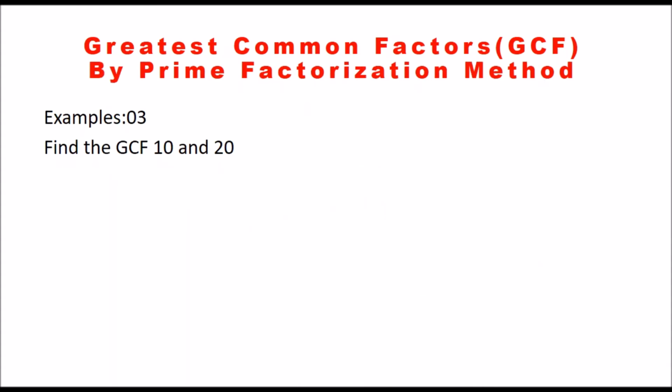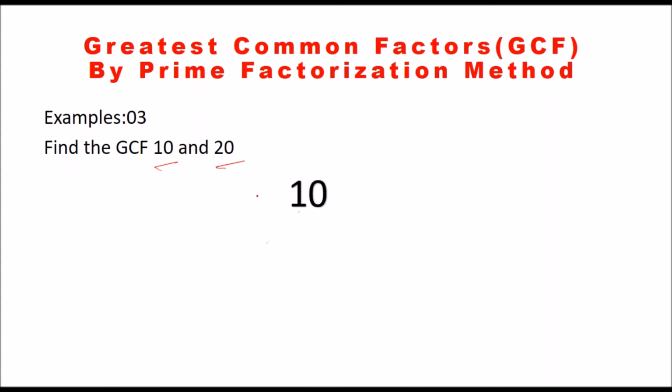Let's see another. Another way to find the greatest common factor is a method called prime factorization. You remember prime factorization. If we are given two or more numbers and you have to find the greatest common factor, you have to find the prime factors of each number. For example, I'm going to find the prime factors of 10 and of 20. After that, I will show you something.